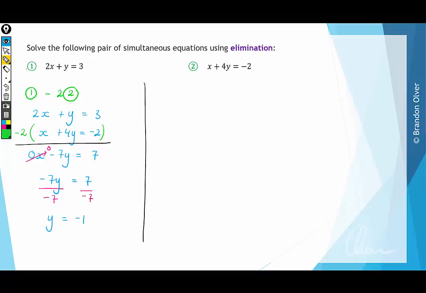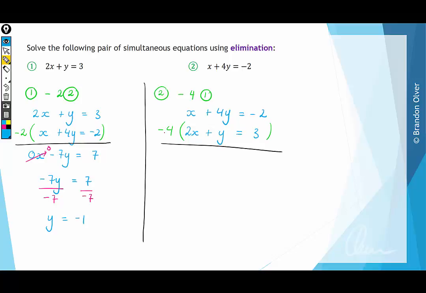Next, we need to eliminate y so we can find the value of x. Here we have 1y, here we have 4y. So to get rid of y, we can take equation 2, and we can subtract 4 times equation 1 from it. Once again, we're going to stack up our equations. So we start with equation 2, which is x plus 4y is equal to negative 2. Then we subtract off 4 times equation 1, where equation 1 is 2x plus y is equal to 3.